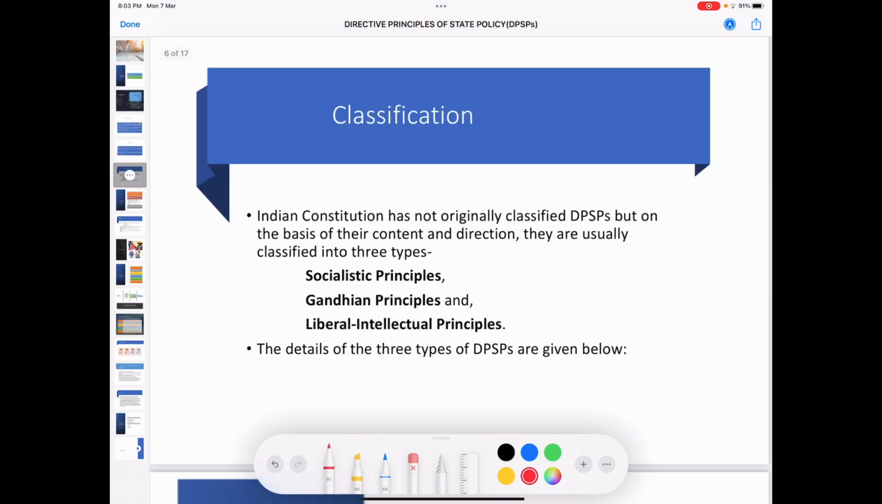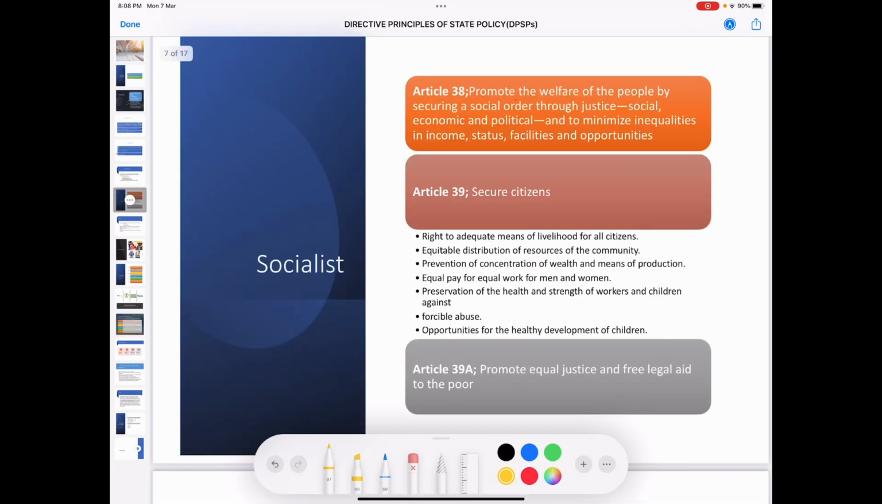Now, classification. Let's understand classification of DPSP. So first of all, Indian Constitution has not originally classified DPSPs, but on the basis of their content and direction, 3 classifications पाए गए. पहला है सोशलिस्टिक प्रिंसिपल का एक कैटेगरी या क्लासिफिकेशन, दूसरा है गांधीयन प्रिंसिपल्स and third one is Liberal Intellectual Principles. So let's start with Socialistic Principles.